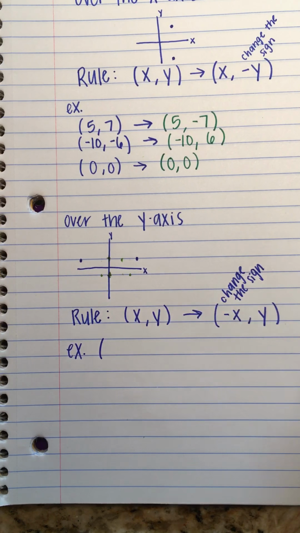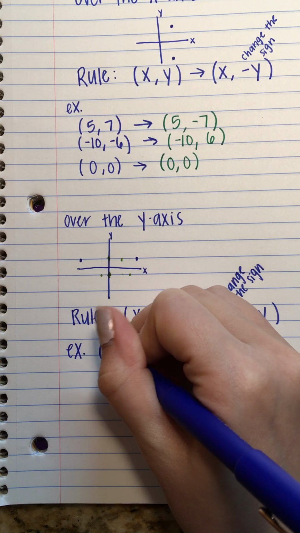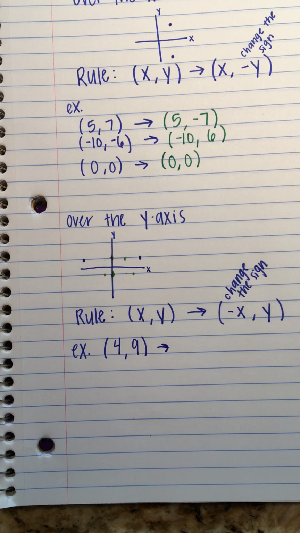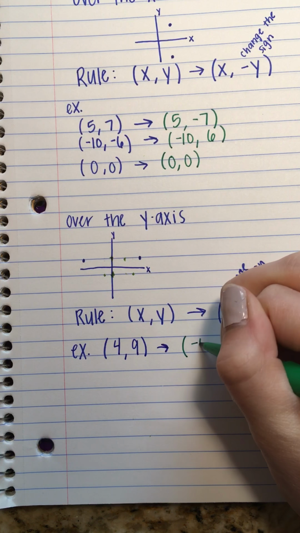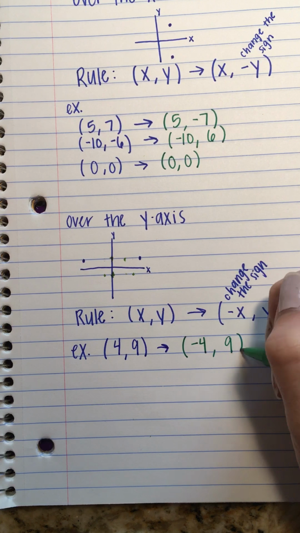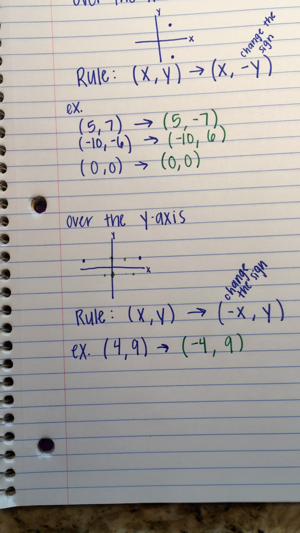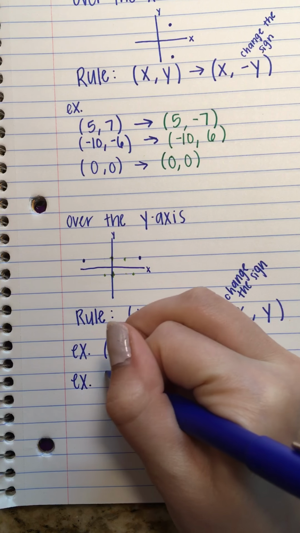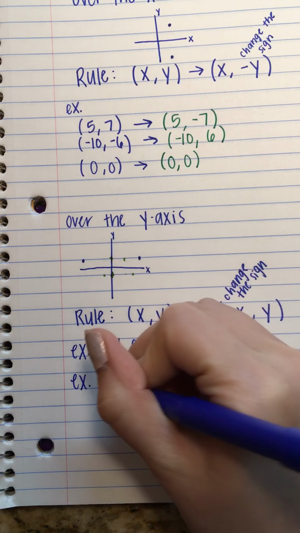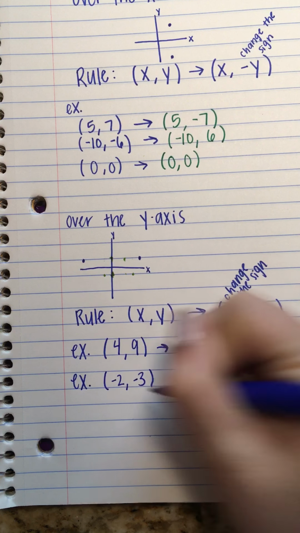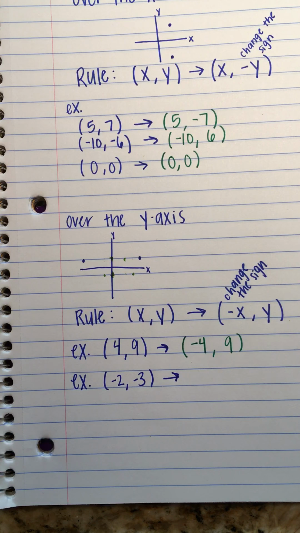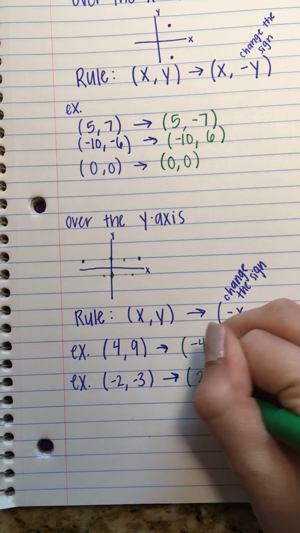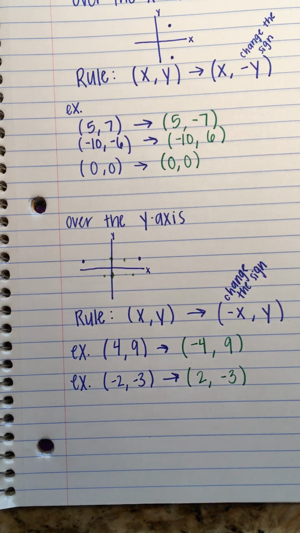For example, let's say we start with 4, 9, and we reflect over the y-axis. My rule tells me change the sign on x, keep the y. Okay, I'll do 2 more. Maybe this time we have -2, -3. My rule tells me change the sign on my x and keep my y.